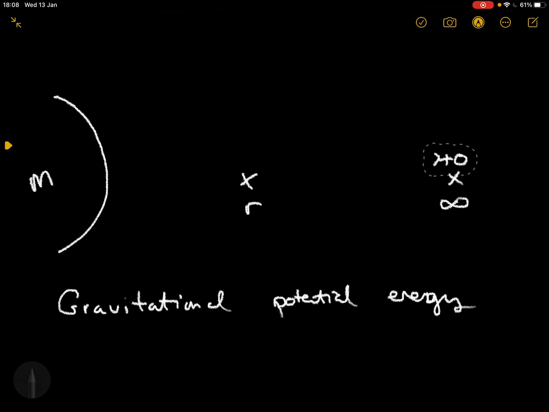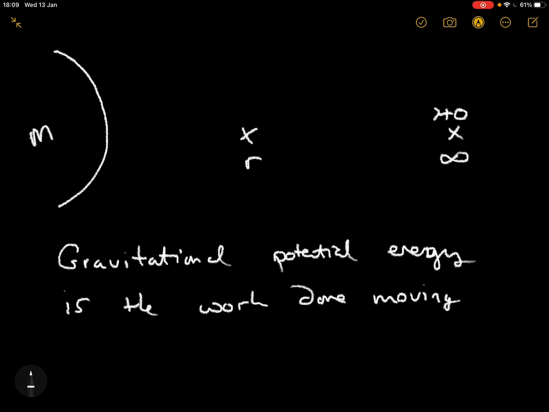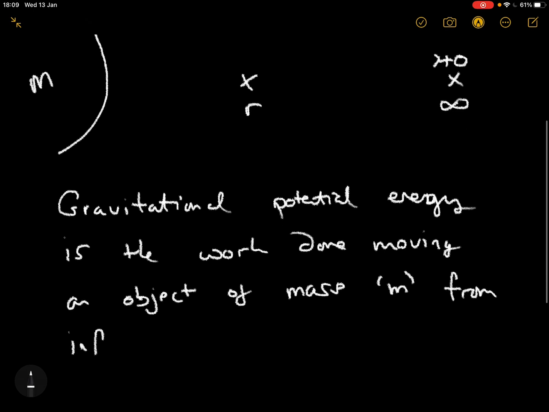Okay, so gravitational potential energy is the work done moving an object of mass m from infinity to a distance r.